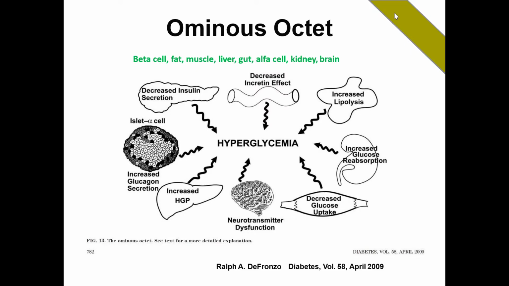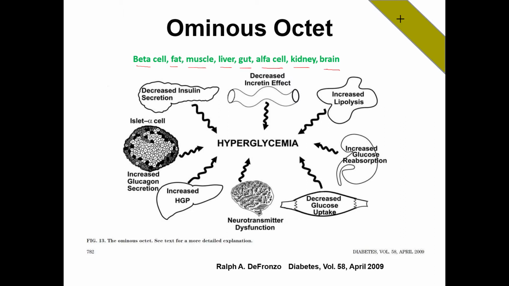Now this is the ominous octet of hyperglycemia. There are 8 factors that contribute to hyperglycemia in type 2 diabetes. The various factors involved are the beta cells, fat, muscle, liver, gut, alpha cell, kidney and brain. So there are 8 factors that contribute to hyperglycemia.